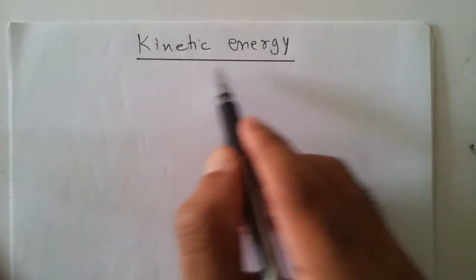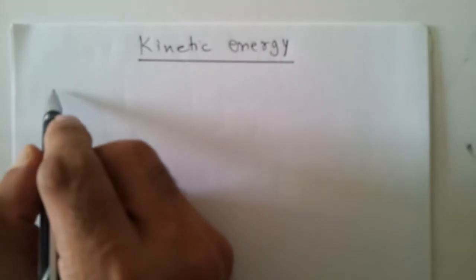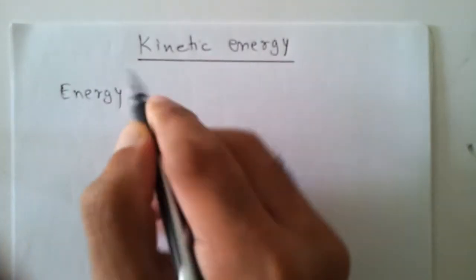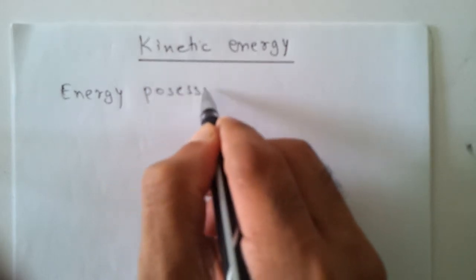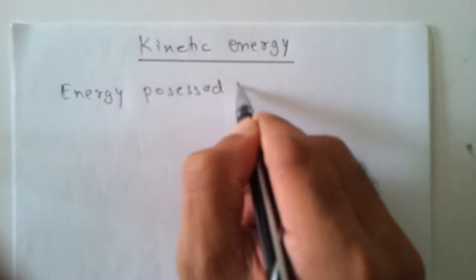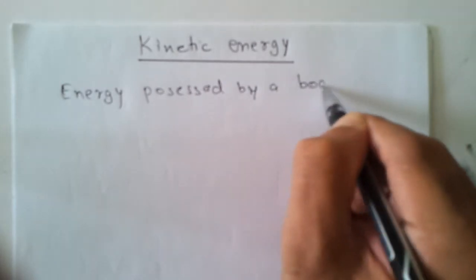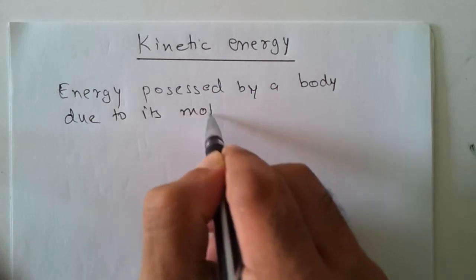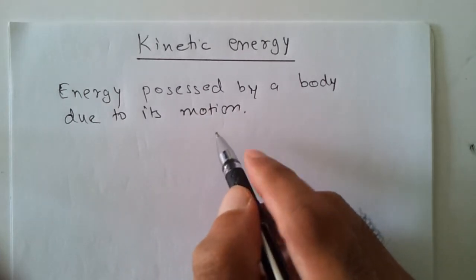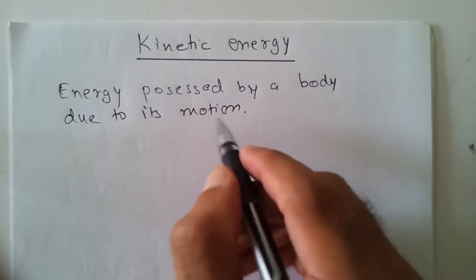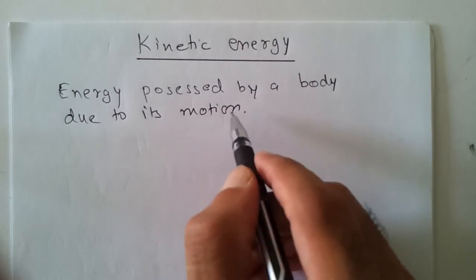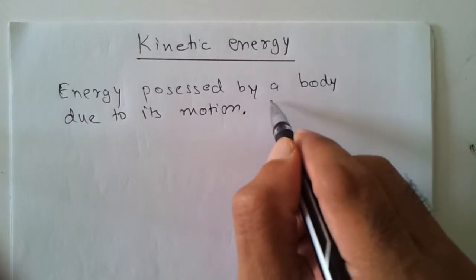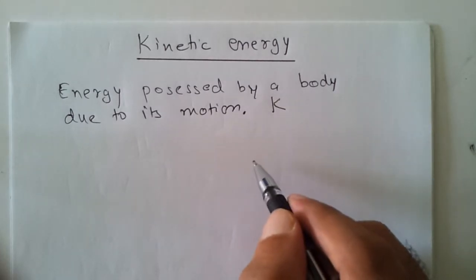Okay, let's look at what kinetic energy means, right? Kinetic energy is the energy possessed by a body due to its motion. So whenever a body is moving, when it has got some velocity, we say it has got kinetic energy. So every moving object has got kinetic energy. We will denote it by the symbol K. So capital K would mean kinetic energy.